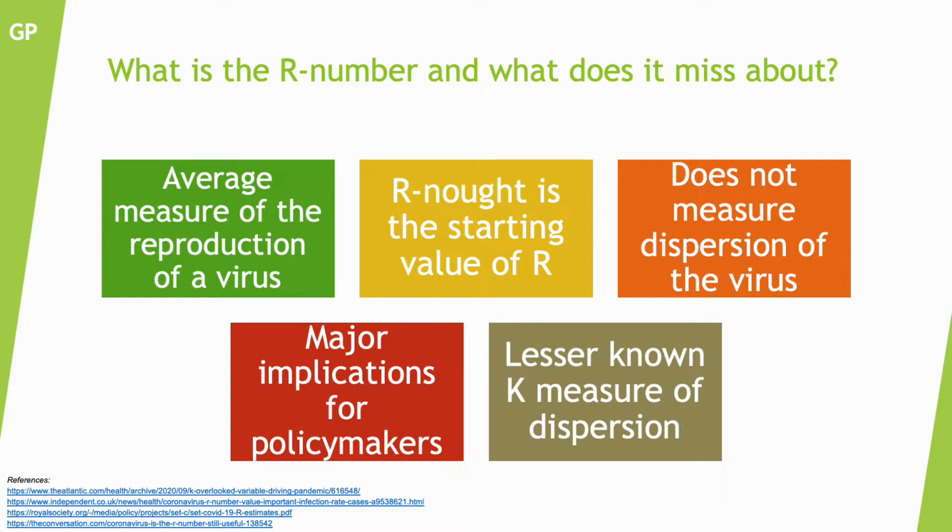R0 is the starting value of R and represents the basic reproduction number. This is the number of secondary infections generated from an initial case at the beginning of an epidemic in a completely susceptible population. The R number is the reproduction number at any time during an epidemic, which changes over time. This number is an average calculation of how many people would be infected by any individual who has the virus.